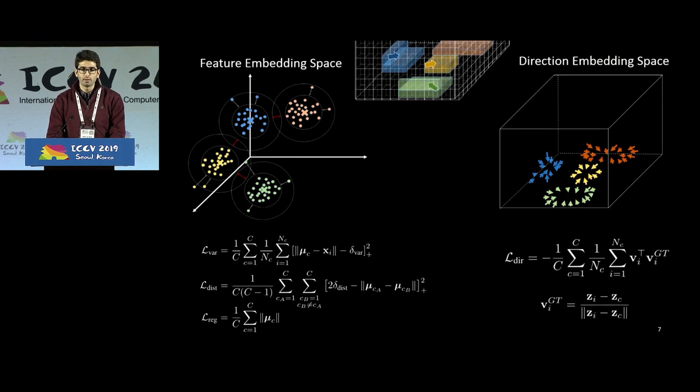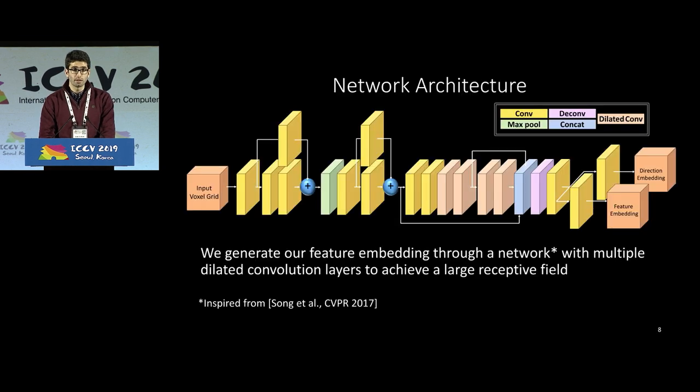Here are the losses that we used in our experiments. To the left are the push and pull forces that we adopt from 2D. And we add the loss to the right, which penalizes the directions that do not point towards the center of mass. In our network architecture, we use multiple layers of dilated convolutions to achieve a high receptive field while keeping the same resolution.